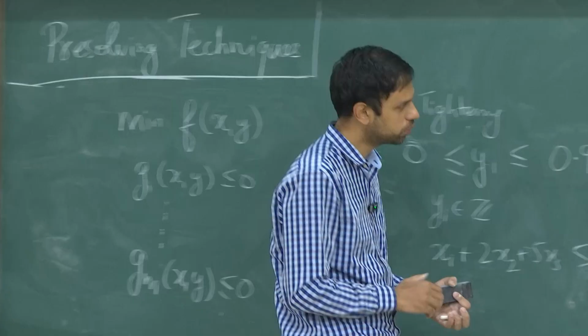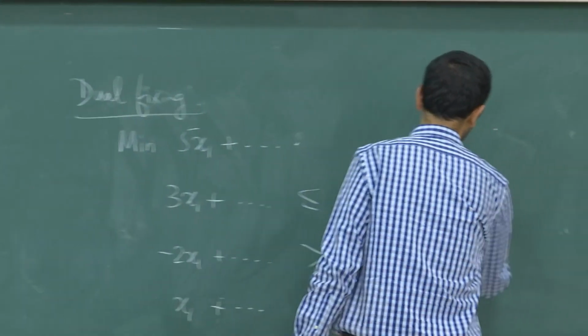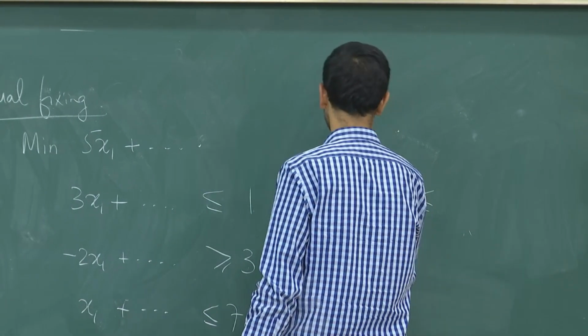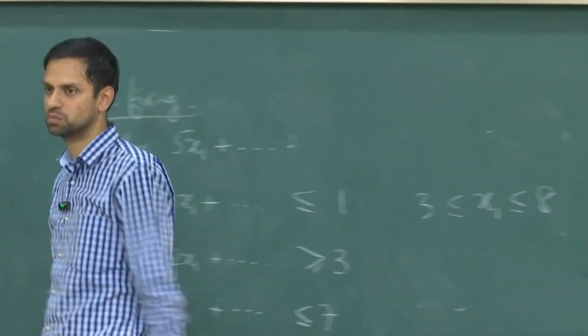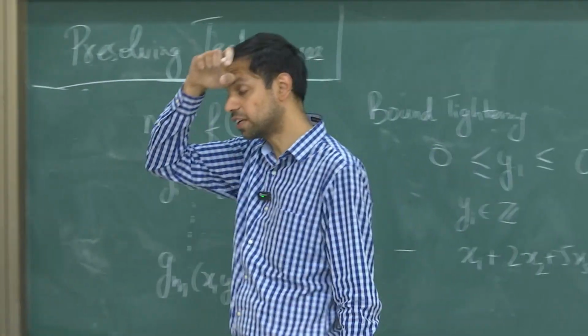You can set x1 to whatever is the lower bound. So suppose x1 is between 3 and 8, then you can say x1 has to be 3. There is no point in setting it to a higher value.